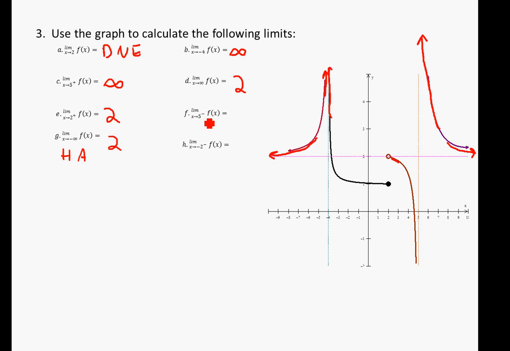x goes to 5 from below. Here's 5. Here's the left-hand side of that. And as x goes towards 5, we're moving further and further down.